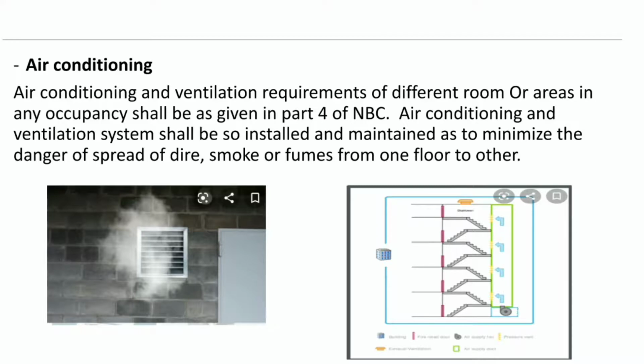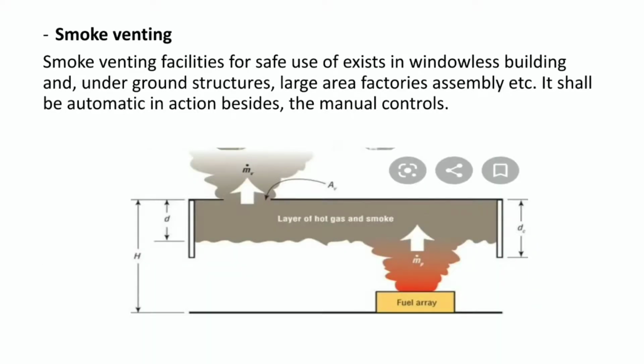It will suck all the flames and smoke from one floor, and it will directly exit from the top of the roof. This is very important in high-rise buildings because smoke is one of the major reasons for casualties in fire. And smoke venting. This is also the same as a ventilation system, but it is used in particular areas where the smoke has spread.